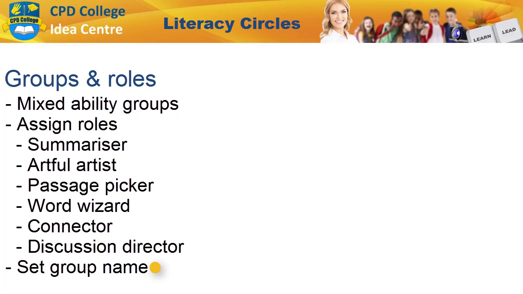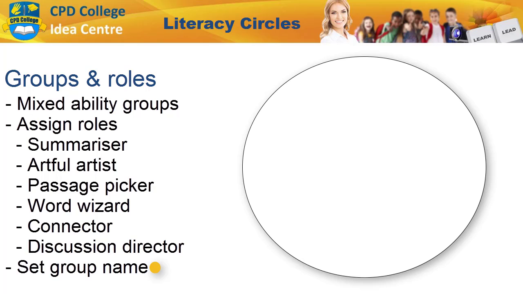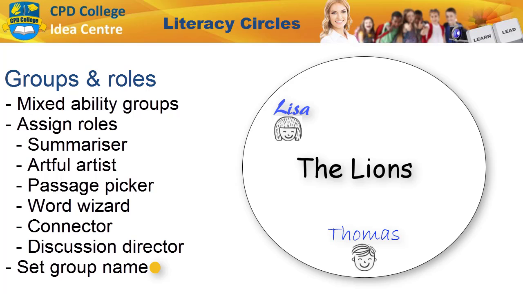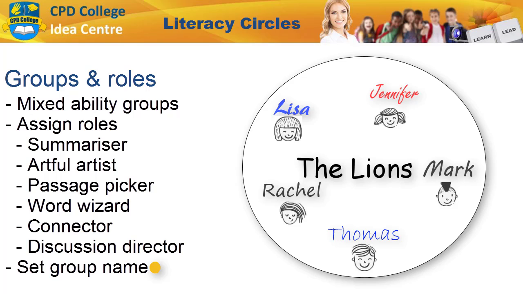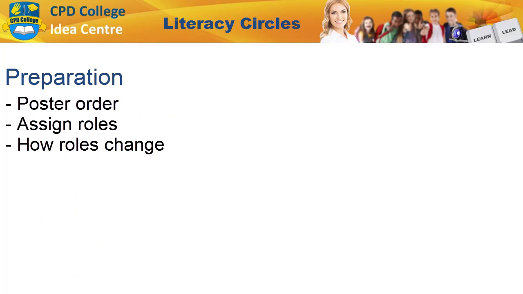Once the children know the group they are in, they come together, they discuss, and they decide on a name for their group. Then they write their group name in the centre of a circular piece of paper, and they record their own names around this with an icon that represents them as an individual within the group. So they just draw a little icon underneath their own name. Then this is displayed on the wall beside your posters as a reminder to everyone of who is in what group. Now the class is set up to begin literacy circles.